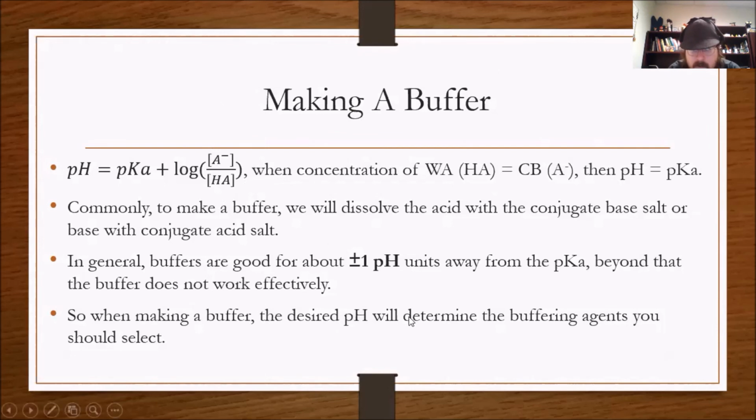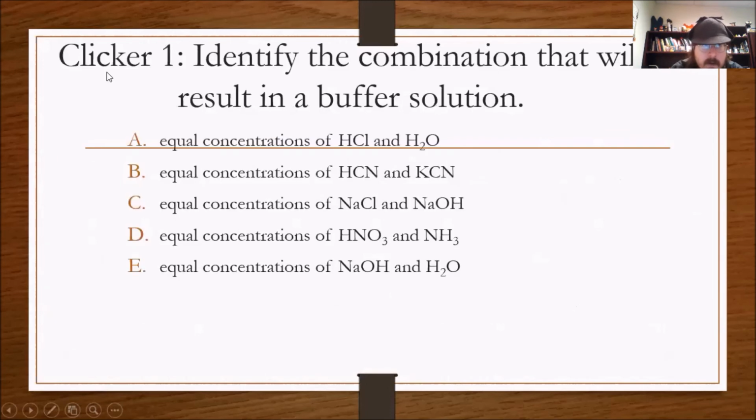So to make a buffer, the desired pH will always determine which buffering agents you should select. We'll select the buffering agents based on what pH we want. We'll do this clicker question, and this will probably be where we end for the day. Identify the combination that will result in a buffer solution. Which of these can we mix together to make a buffer, regardless of what pH it is?